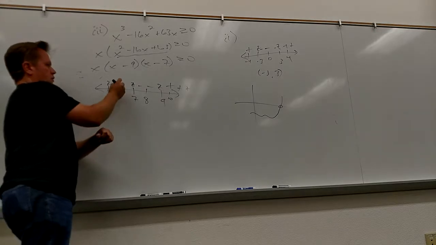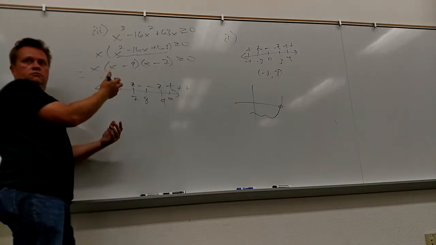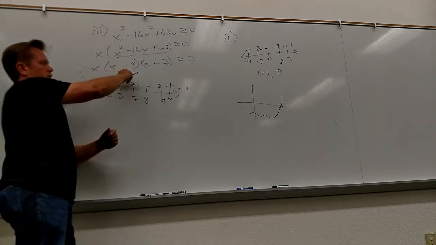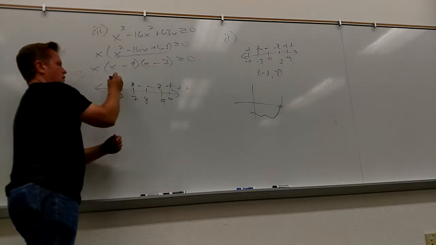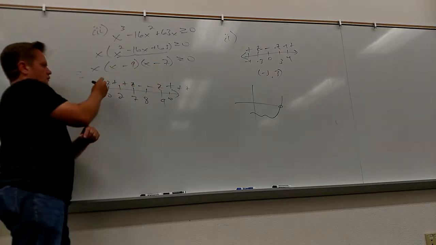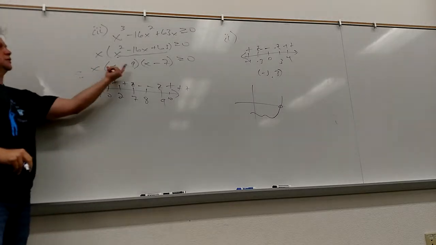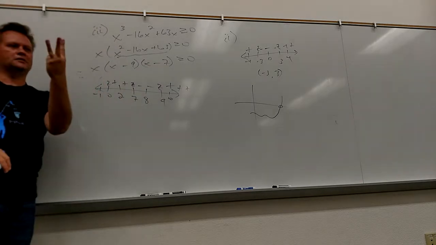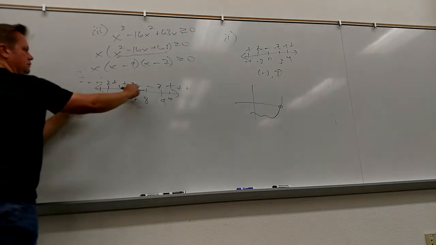What if I put in there, what am I going to put in there? Doesn't matter. 2. Positive, negative, negative. So positive times negative times negative is positive. And finally, if I put in a negative 1, negative times negative times negative is negative. Do you see how it alternates?